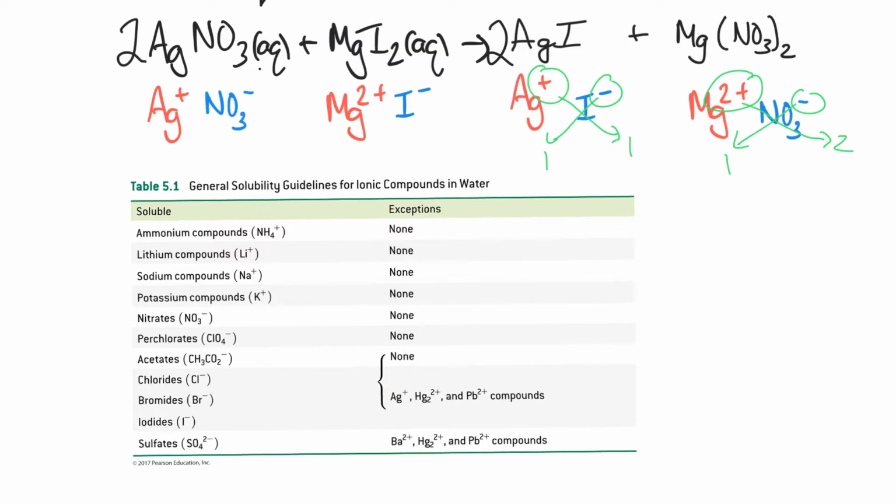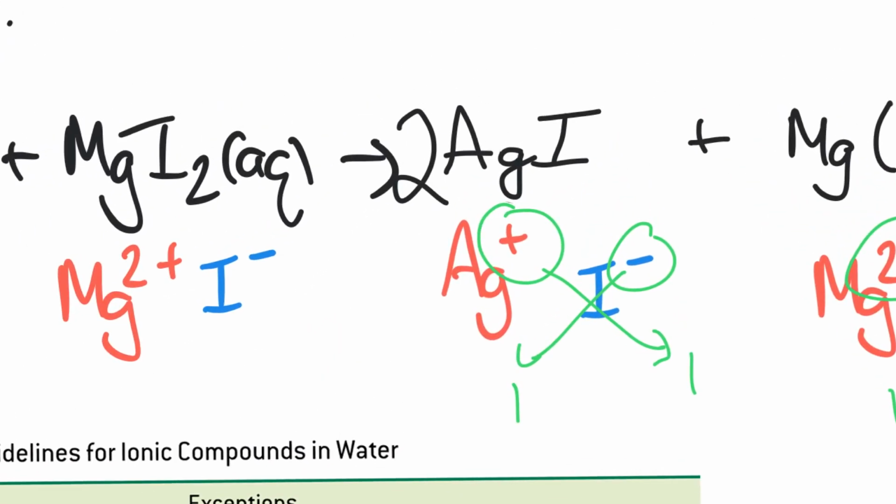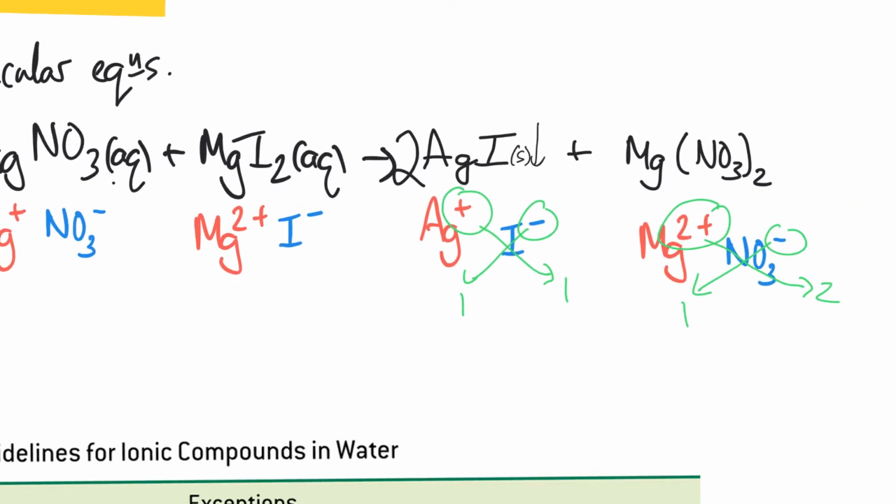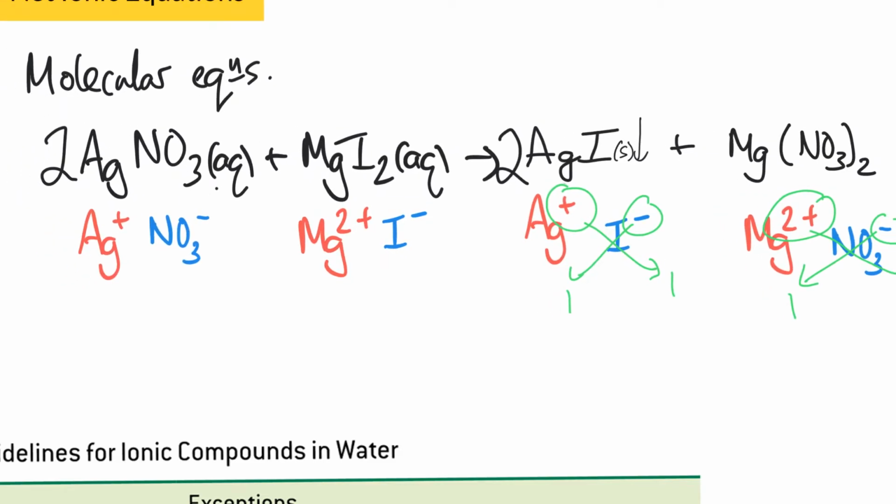And so if it's got silver, it is an exception. And because it does not dissolve, we get to write a big fat S after that. And if we like, we can put a down arrow just to show that this thing is falling down in the test tube. So awesome sauce.